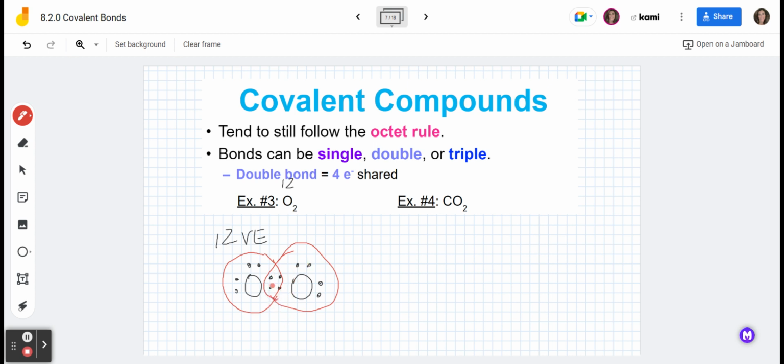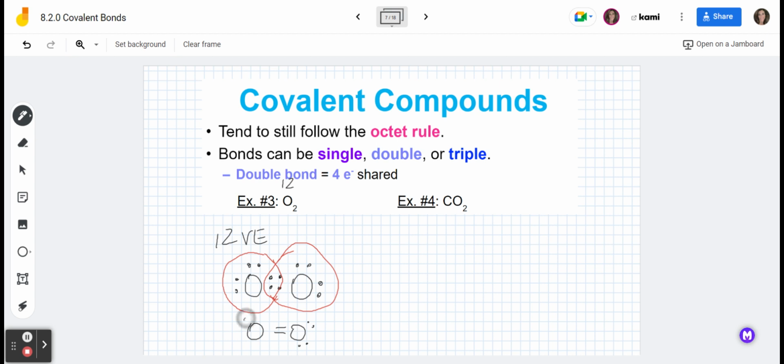So 2, 4, 6, 8, 2, 4, 6, 8. And that is going to be a double bond in this case. So only when I run out of shared pairs, I'm going to share more. So that's essentially what I'm doing. So this looks like this.